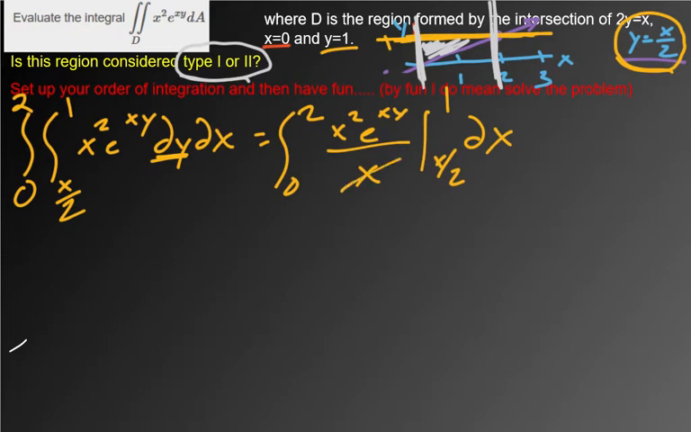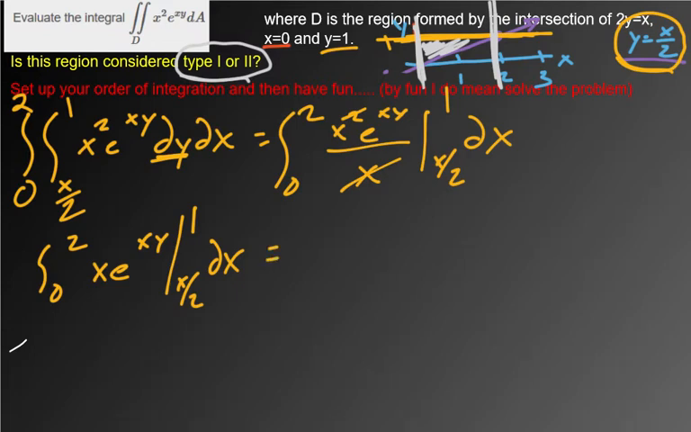And you can truly just cancel one of these x's. And so now I'm integrating from 0 to 2 of x e to the xy, and I'm going to plug in x over 2 and 1 for y. If you do that, you're going to get x e to the x when you plug in 1, and then minus x e to the x squared over 2 when you plug in x over 2, and then dx.